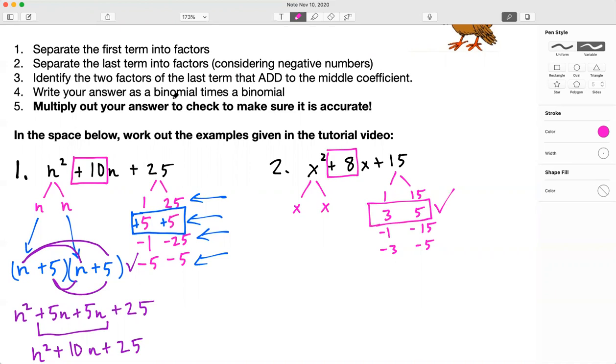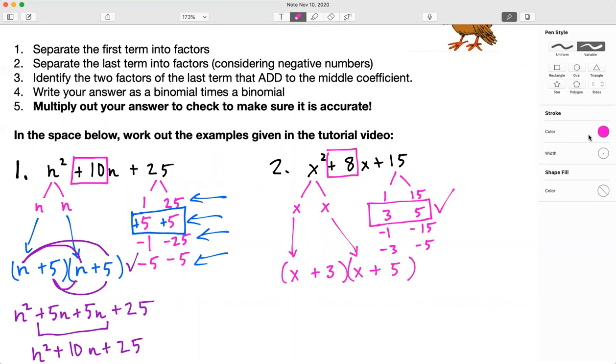Then we're going to have to write our answer as a binomial times a binomial. So we have a binomial where x is going to go right here, and then our other x is going to go right there. We have positive 3 and positive 5.